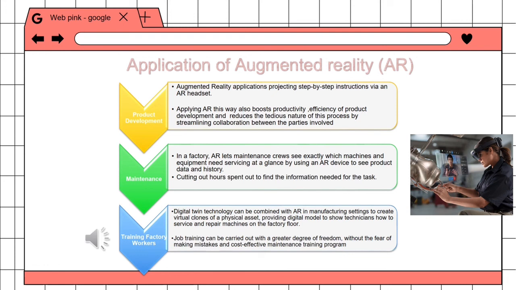Okay, the last part is training factory workers. Digital twin technology can be combined with AR in a manufacturing setting to create virtual clones of a physical asset, providing a dynamic digital model to show technicians how to service and repair machines on the factory floor. The advantage is that on-the-job training can be carried out with a greater degree of freedom without fear of making mistakes. And it's also a cost-effective maintenance training program. That's all from me.